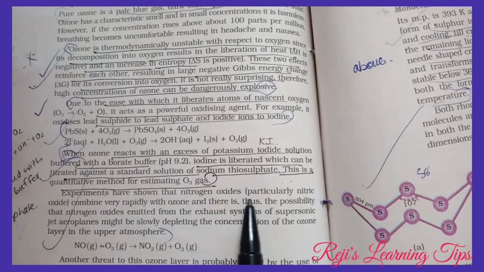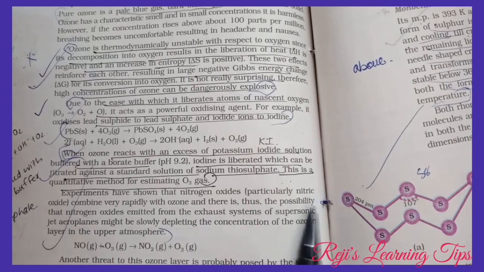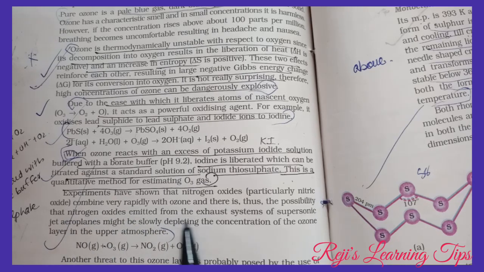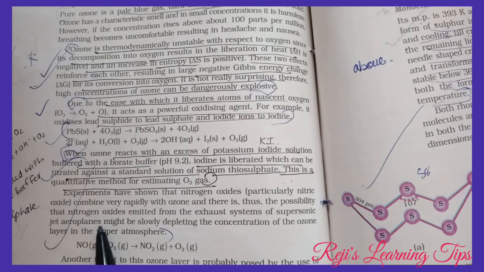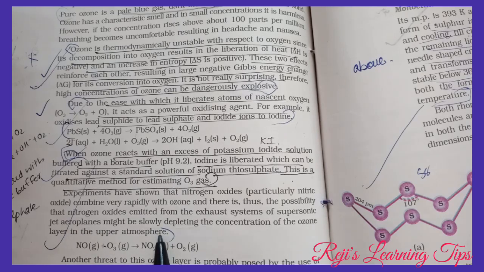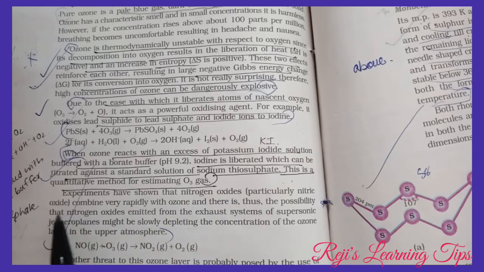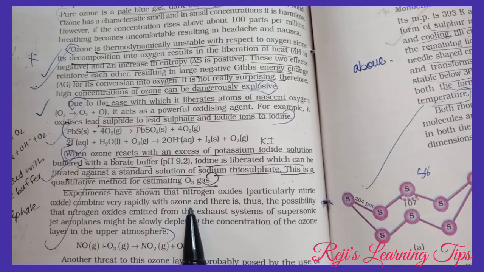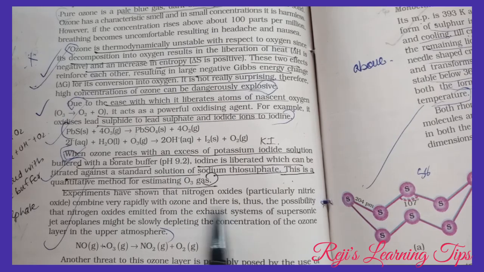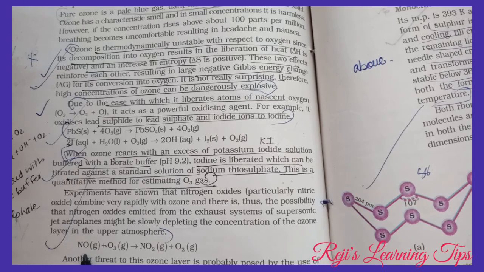Experiment has shown that nitrogen oxides, particularly nitric oxide, combine very rapidly with ozone, and there is thus the possibility that nitrogen oxides emitted from the exhaust system of supersonic jet aeroplanes might be slowly depleting the concentration of the ozone layer in the upper atmosphere.